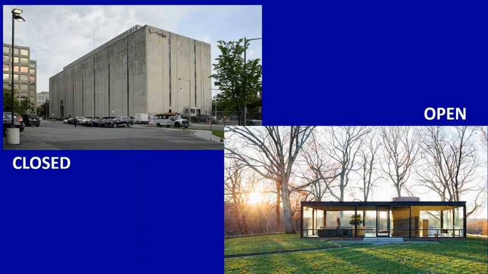So, for example, there are two buildings right here. The one on the upper left is very closed. It looks like there are a lot of secrets in there. And then the one in the lower right, you cannot have any secrets in that building because it is all open and we can see through it.